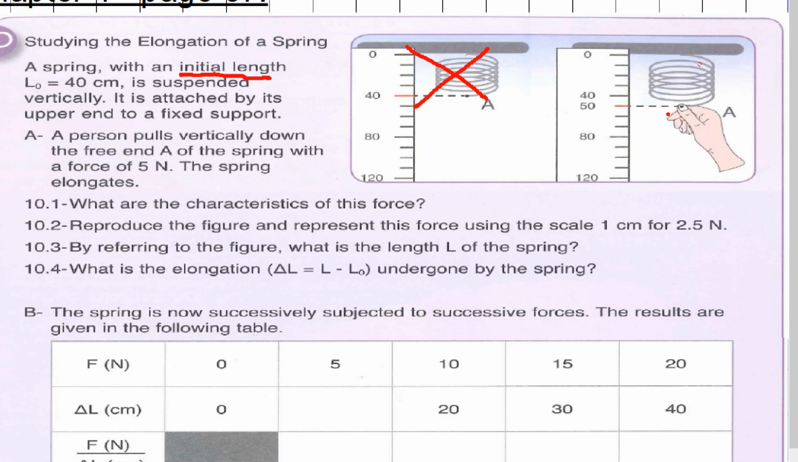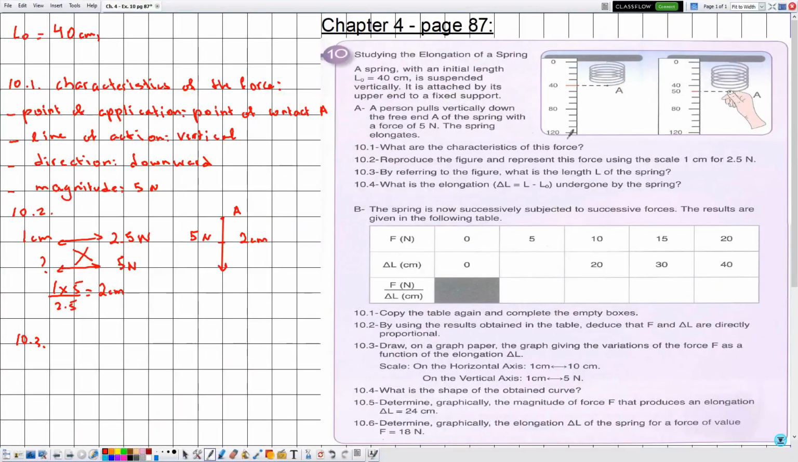And now one could answer that the length of the spring is 10 centimeters, which is the difference between 50 and 40, and this answer is also wrong because this is not the length of the spring, this is the elongation. So here, by the length L of the spring, they are asking me about this length, which is 50 centimeters, which is the final length of the spring. So in this case, the length L of the spring from this figure is 50 centimeters.